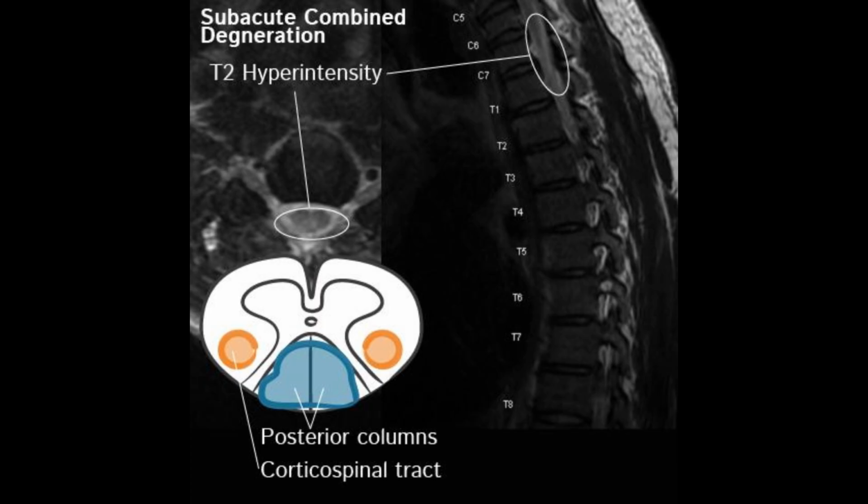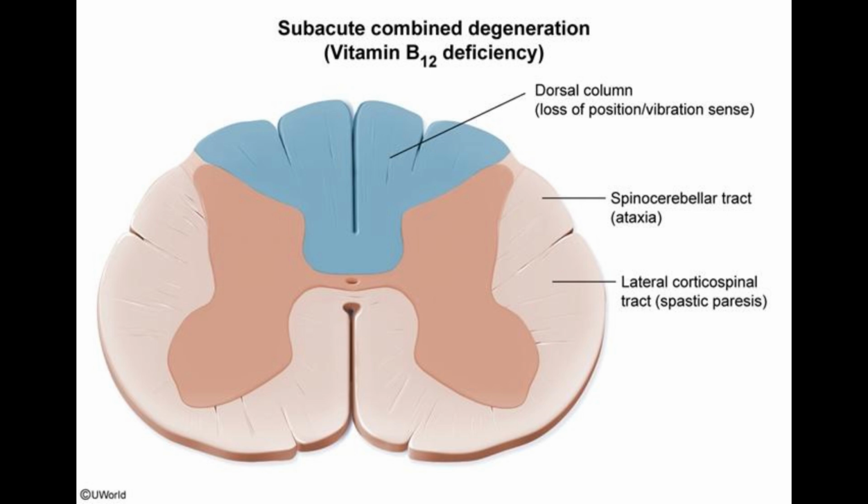SCD is a progressive, relentless demyelinating disorder of the spinal cord. But it's not a virus or an immune thing, right? No. The sole culprit behind this disease is not an infection or an immune error. It is a severe, prolonged deficiency in a single molecule, vitamin B12. Vitamin B12, also known as cobalamin. Now, when most people hear B12, they think of those tiny red energy pills at the pharmacy or energy drinks. Right, they think it's just for a boost.